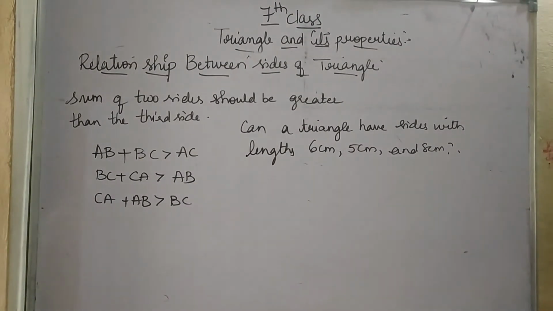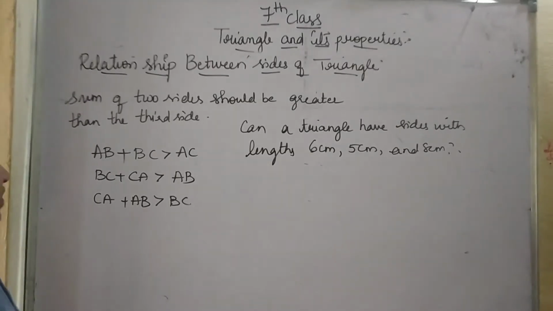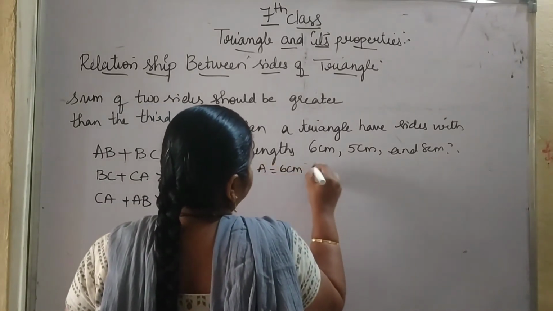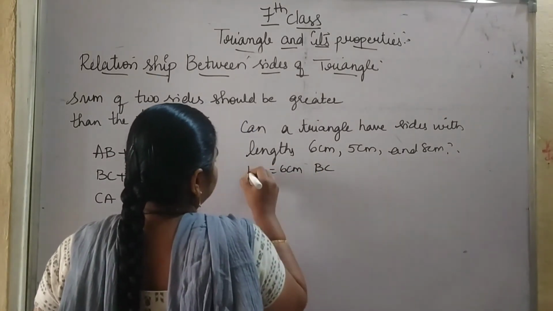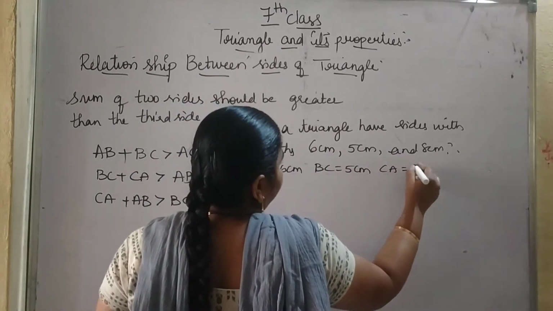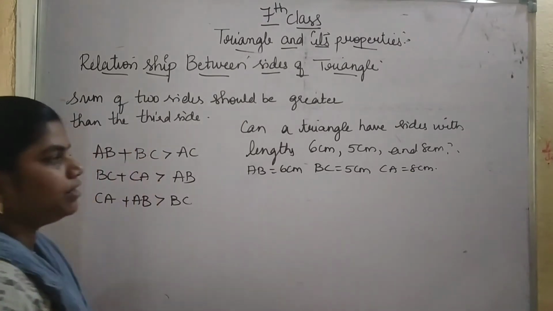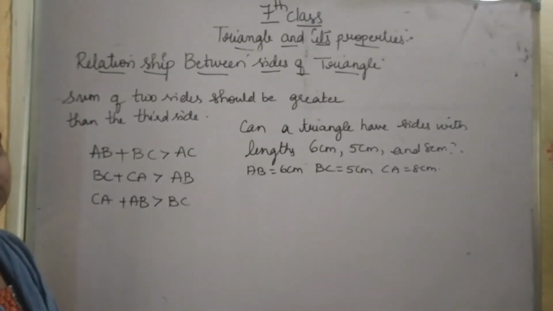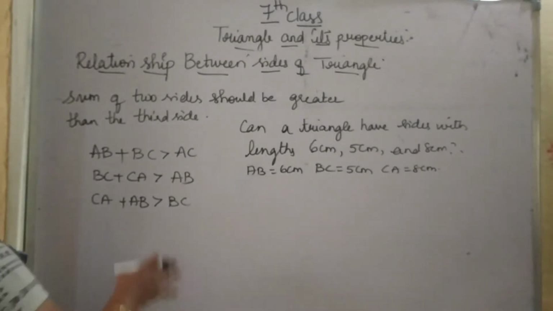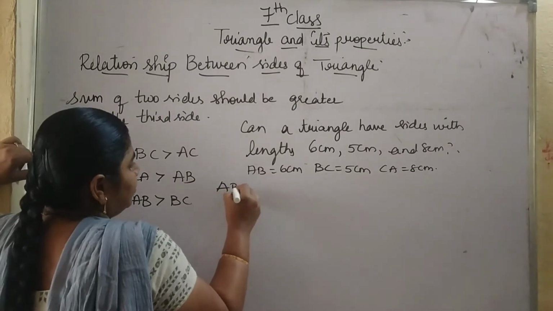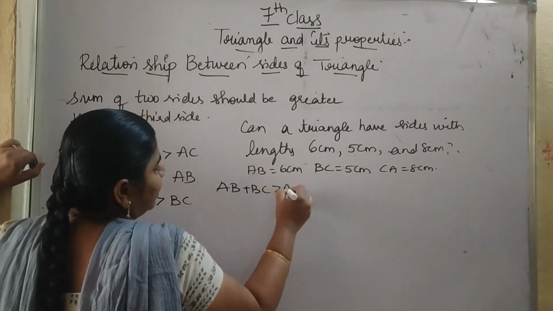So by using this condition, that is, sum of two sides should be greater than the third side, just substitute these values here. AB value is 6 centimeters. BC is 5 centimeters. CA is 8 centimeters. By these measurements, you have to check whether a triangle is formed or not. So we have to check all the conditions. First one I am taking first: AB plus BC should be greater than AC.